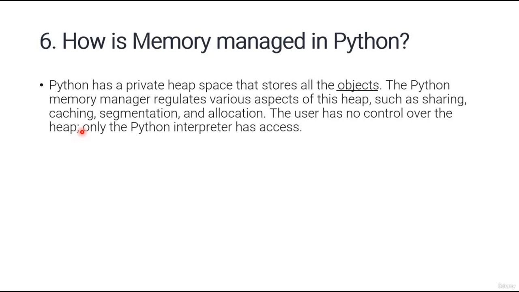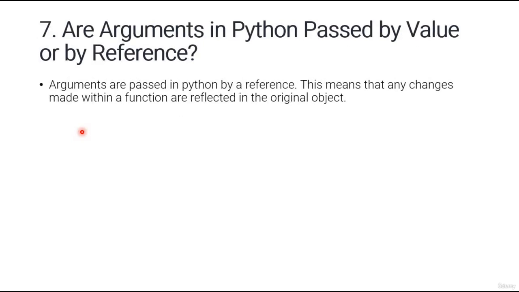So let's move to question number 7. Are arguments in Python passed by value or by reference? Arguments are passed in Python by reference. This means that any changes made within the function are reflected in the original object. So anything which is passed by reference has some effect on the original object after changing. So moving to question number 8.